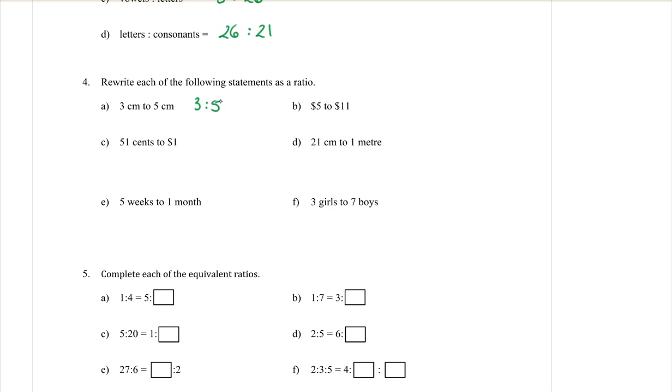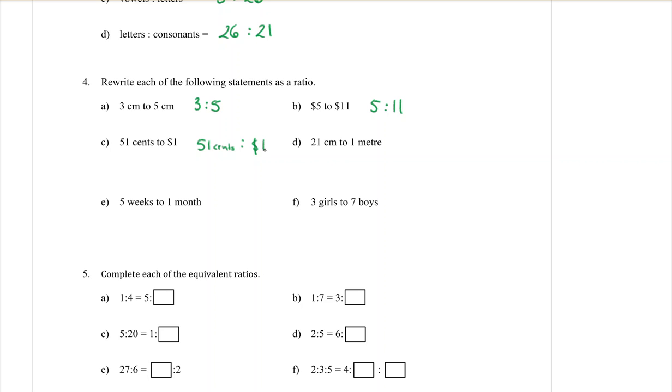Part B, $5 to $11. They're both in dollars. So we're just going to go 5 to 11. Question C, that's where it gets more fun. We have 51 cents to $1. So let's do this in a couple of steps. 51 cents to $1. Because they are in different units, I can't take those units away until they are the same.